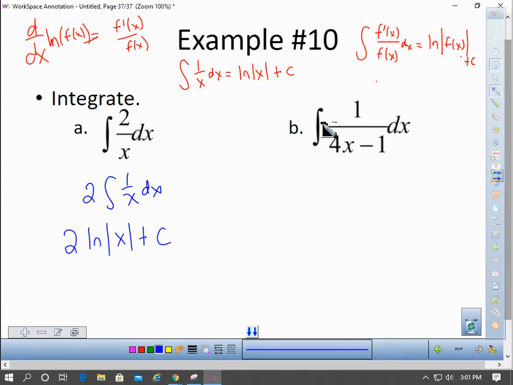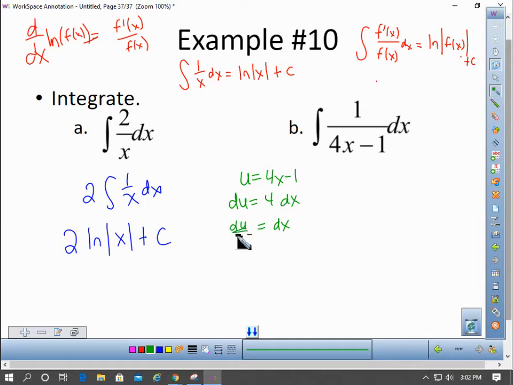Over here, what I want is to have the derivative of the function on the bottom in the numerator. Well, the derivative of 4x minus 1 is 4, and there's not a 4 up here. So there are 2 ways to do this problem. You can do u substitution, which is what a lot of students do. They let their u be the denominator, 4x minus 1. So du equals 4 dx, because remember you take the derivative. Then I solve for dx, so I divide by 4. That would be du divided by 4.